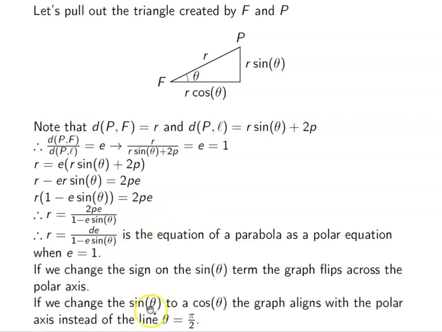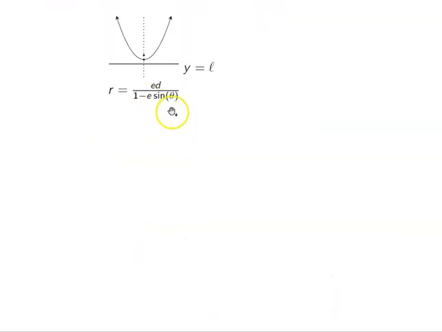The polar axis. If I change the sign to a cosine, instead of it being orientated up and down as sines do, it would start to be orientated from left to right. And if I start to change the signs with that, I can also flip if it's pointing to the left or pointing to the right. So this would be ED. So this y equals L is the directrix. And so this would be the general form here.